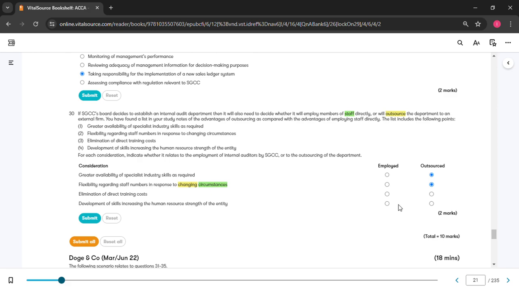Okay, understand this, revise this. Very important. Elimination of direct training cost. If you employ people, you will give training. If you outsource it, you will not have the training cost. Elimination means you will not have training cost. Is that employment or outsourcing? Outsourcing.